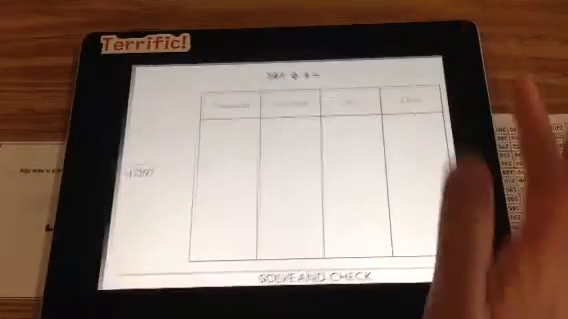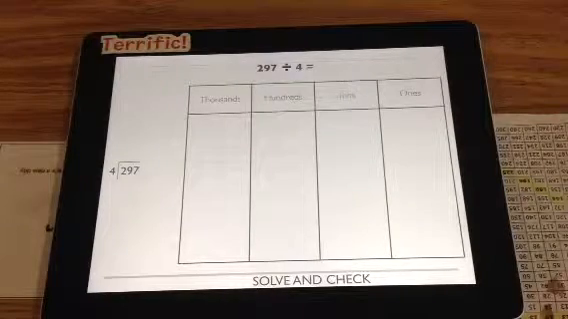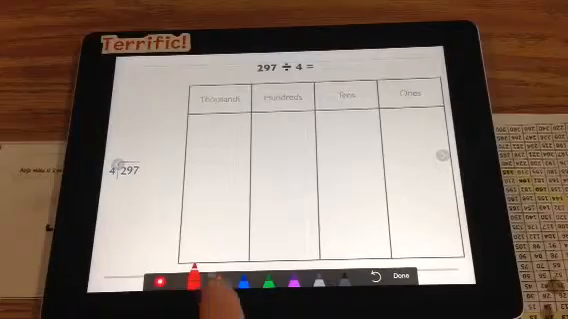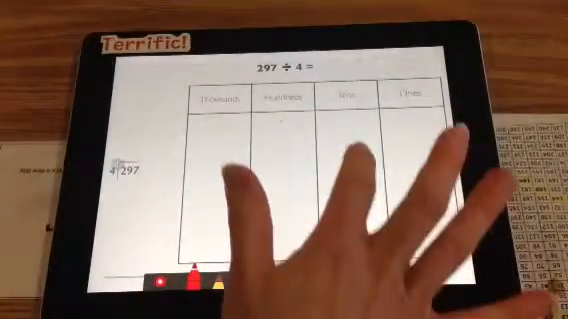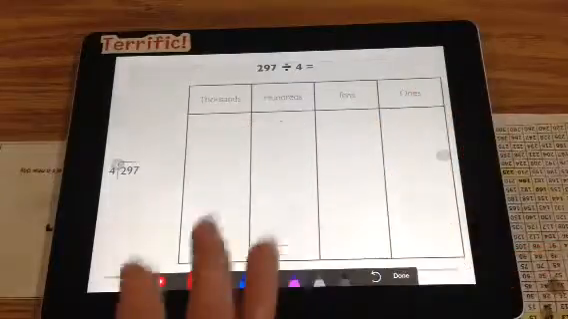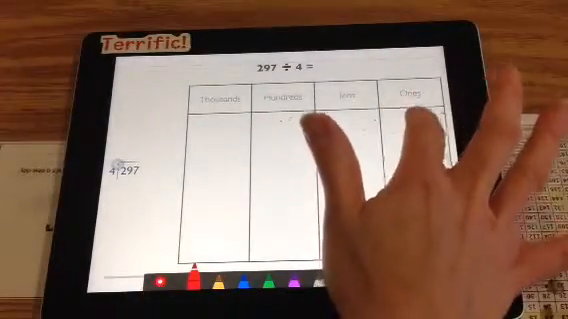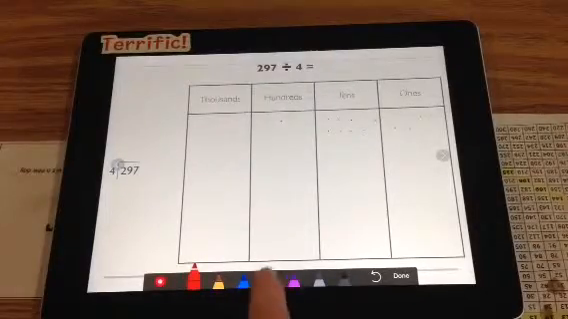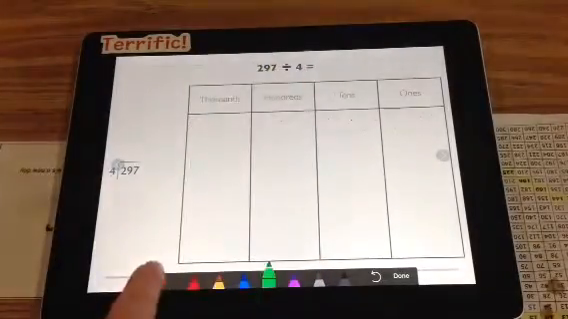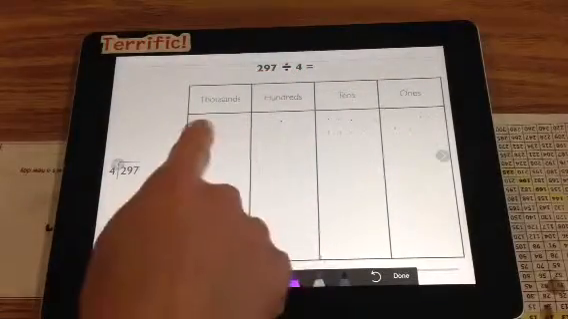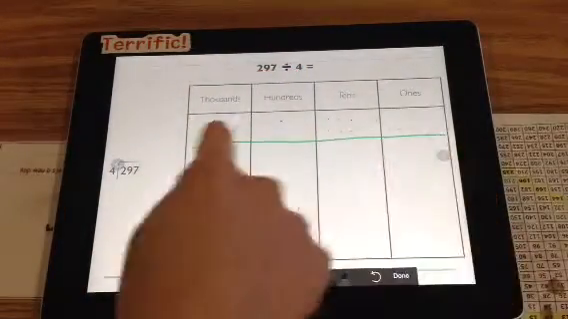What we're going to start with is 297 divided by 4. And the way to do that is we are going to lay out our 297. So we put out our whole, and now we know that we're working in groups of 4, or 4 groups. So we're going to create 4 groups.